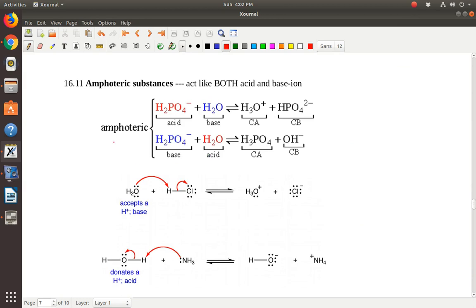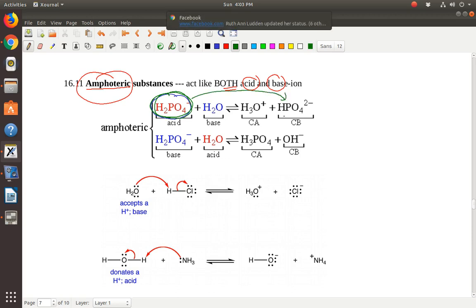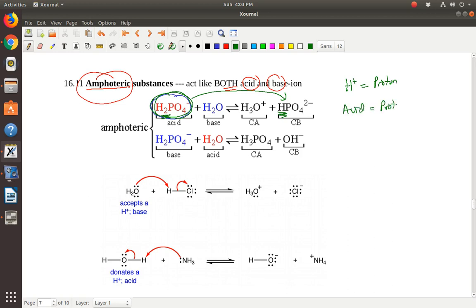There's something called amphoteric substances. It's one of the few terms you need to know, and it just means that something can act like an acid and a base. It just depends on what's going on. So here's an example. There's H2PO4. Here you'll see if you go to the other side, it lost a hydrogen. So it donated a hydrogen. So remember that the hydrogen is a proton, and that acids are proton donors.